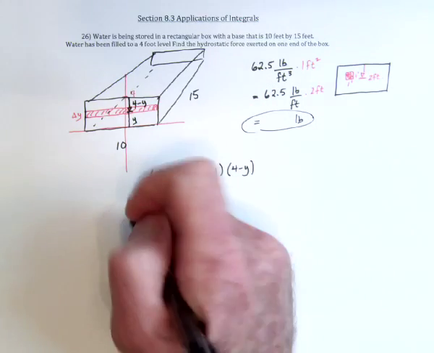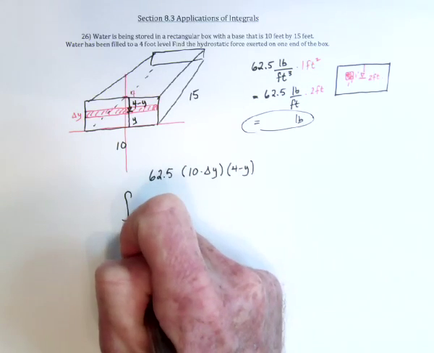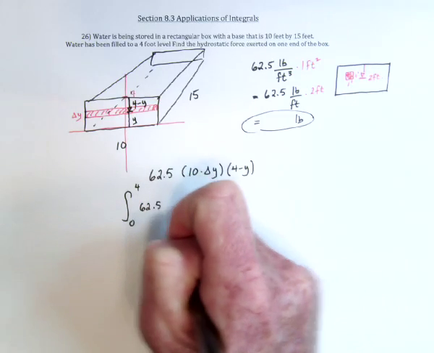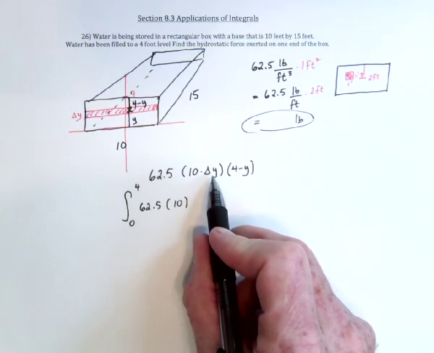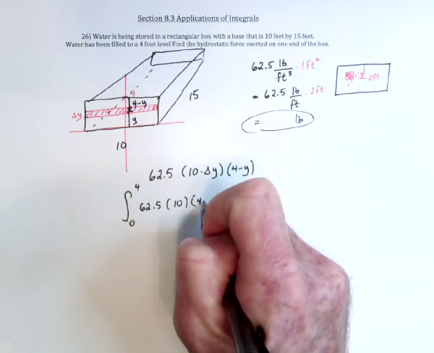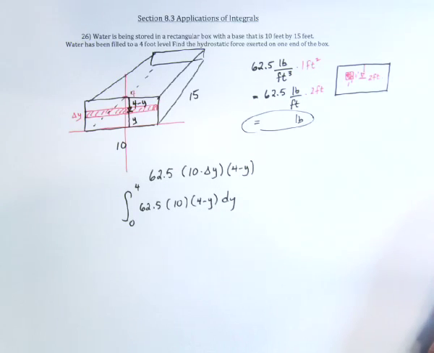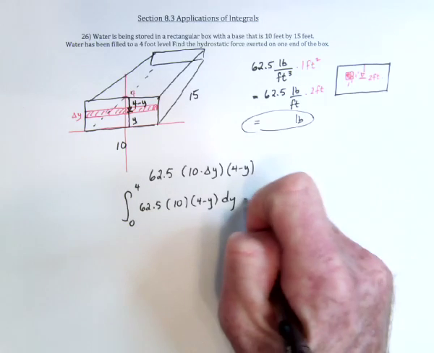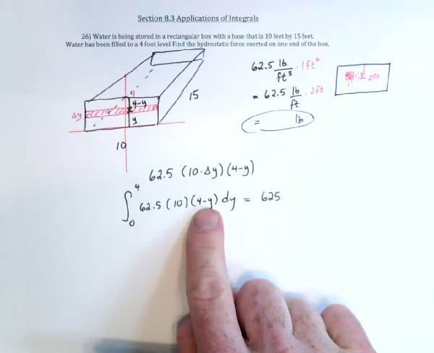Now we need to add up all of those such rectangles. So integrate from 0 to 4. The 62.5 times 10, and then this becomes dy when we're talking about integration. So (4 minus y) dy. Okay, so this 625 can be factored out, and then we would just have to integrate this, which is going to be 4y minus y squared over 2.